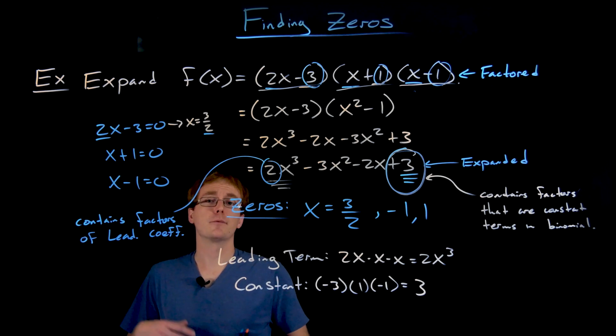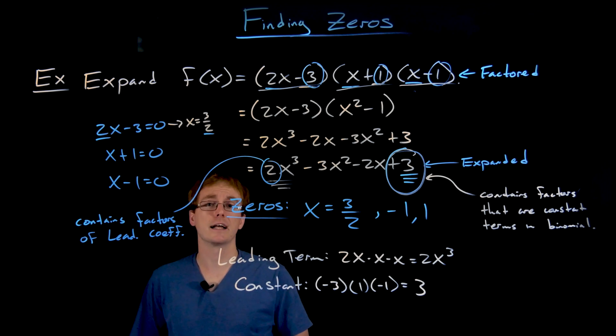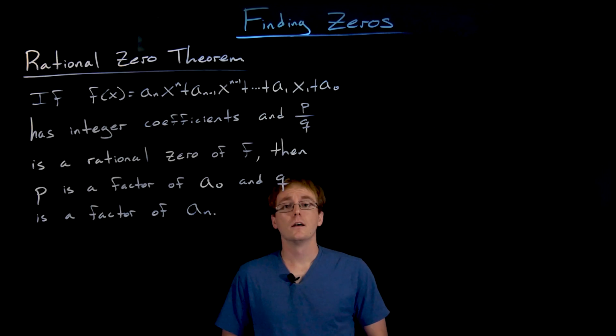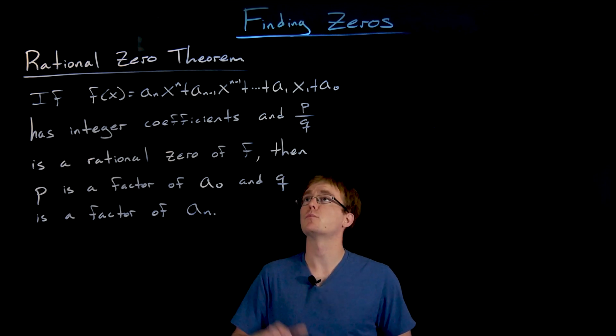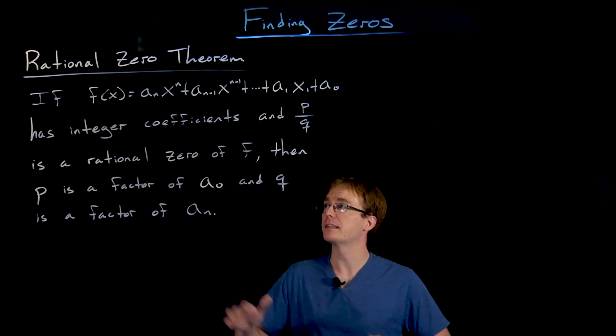So now let me go ahead and write all that up, summarize it in a nice theorem, and then we'll look at some examples of applying this idea or process. All right, so we've gone ahead and put our observations together and summarized them to create what we call the rational zero theorem. So let me go ahead and read that for us.